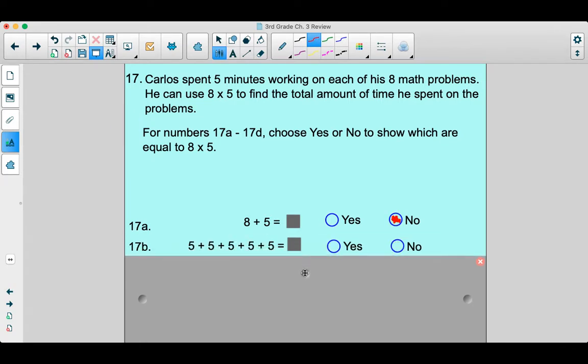Okay, so 17B. Let's see how many groups of five they've given us here. 1, 2, 3, 4, 5. This is 5 groups of 5, which is the same as 25, and that is not the same as 8 times 5. So that's a no.